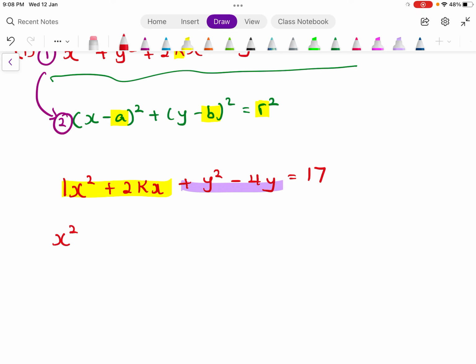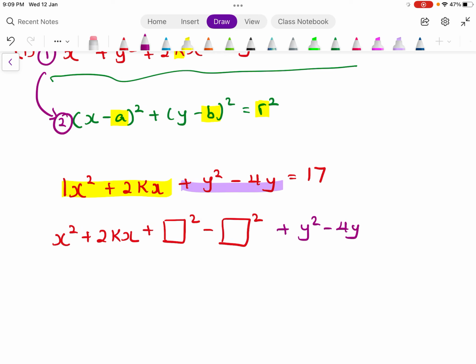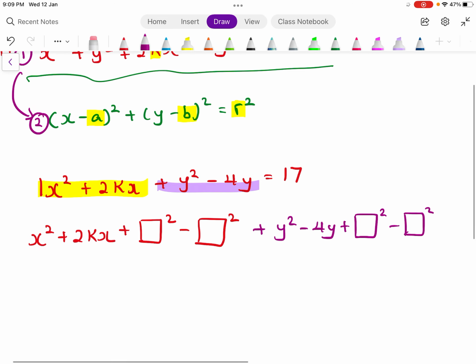So of course, I put down here x squared plus 2kx. Then after that, I put 2 boxes. Okay, so of course you might have your own way of completing the square. So this is just my way of doing it. Okay, then after that, I continue to complete for our y squared. So y squared minus 4y, and put 2 boxes. Okay, minus the same box. Of course, there's a square, equal to 17.